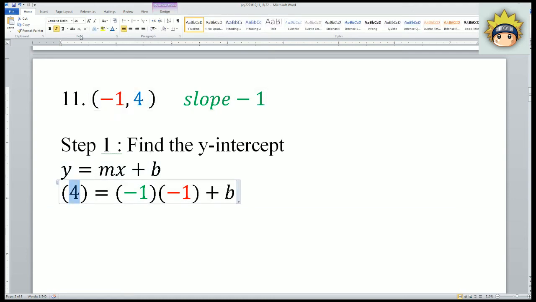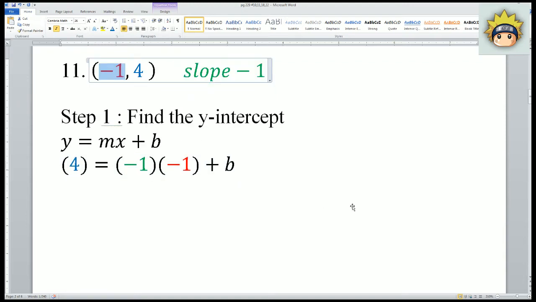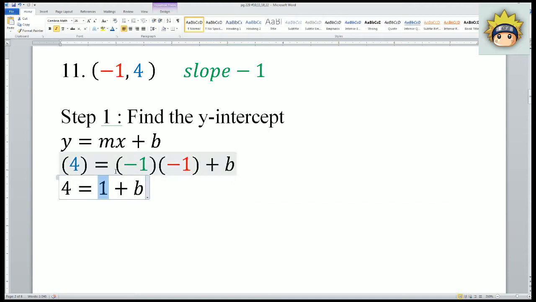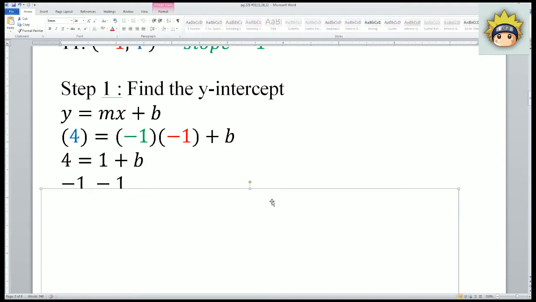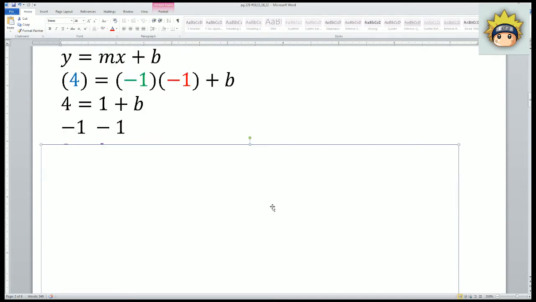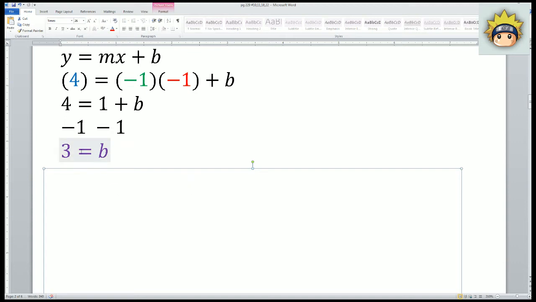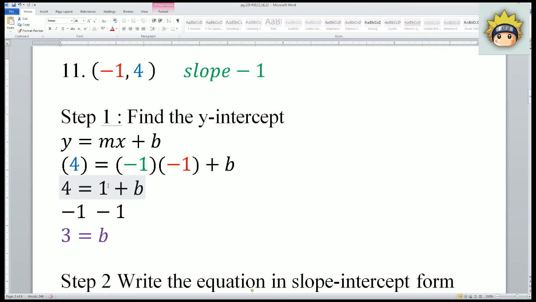4 is plugged in here. Negative 1 is plugged in for my m because that is my slope. Negative 1 was my x value, so I also make that substitution. Once I make that substitution, I can now simplify. Negative 1 times negative 1 is a positive 1. Okay? To get b alone, which is to solve for the y-intercept, I have to subtract 1, because that is the inverse of adding 1. On my right-hand side, I get b. What's left over on my left-hand side, 4 subtract 1 is 3. Okay, that is my y-intercept.